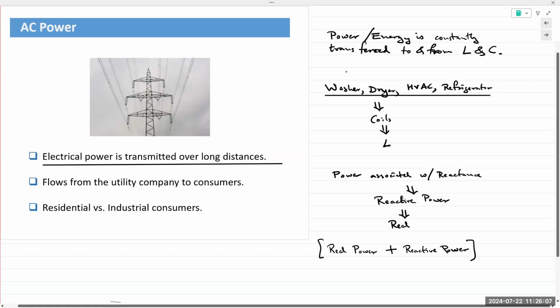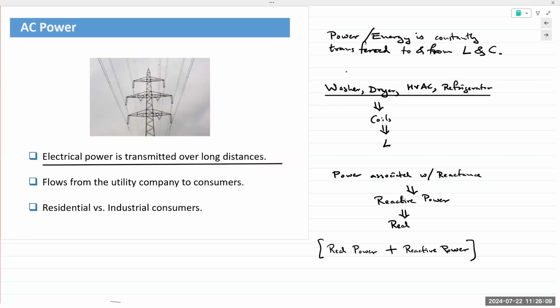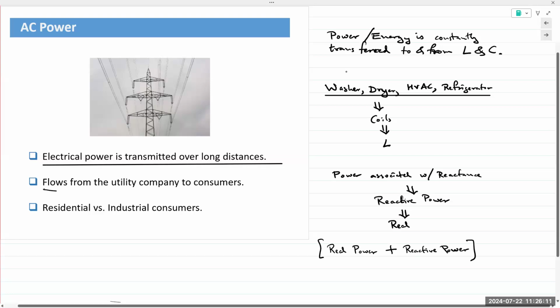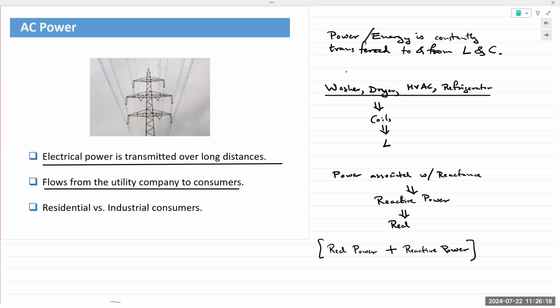Now, if it's an inductor, what happens? It receives the energy from the utility company, right? But if it's an inductor, what happens? Energy flows into the inductor and then flows out. When it flows out, where does that energy go? It goes back to the utility company.